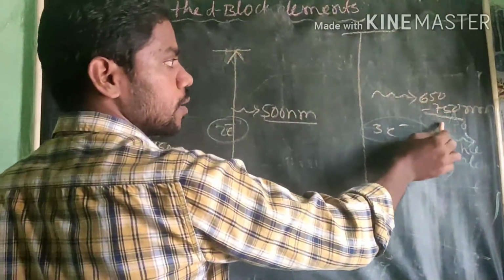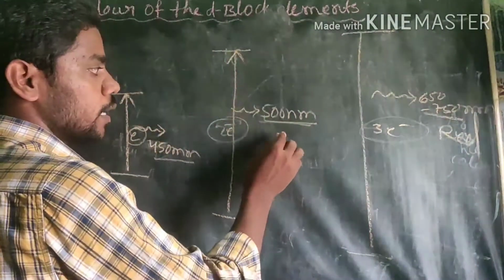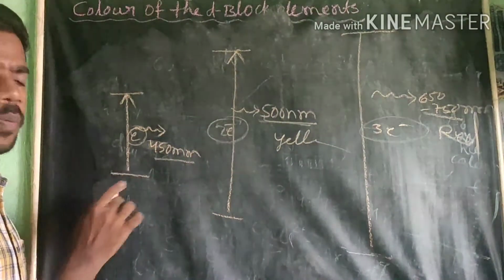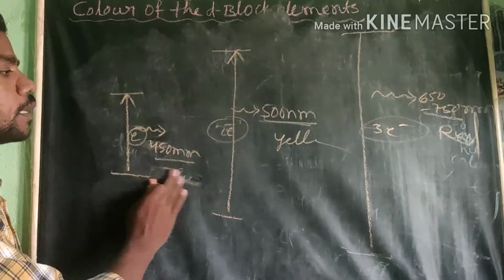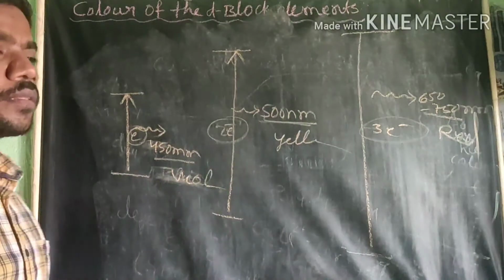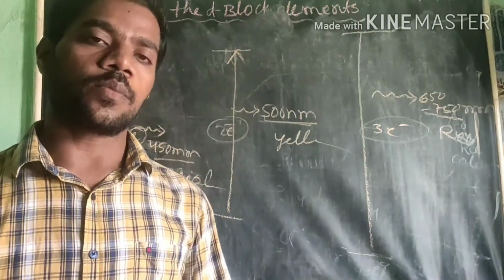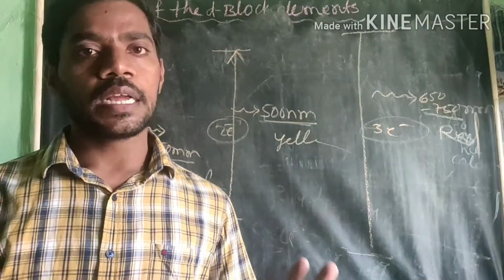For example, 650 to 720 nanometer means it is red color. If around 500, it is yellow color. If it is 450, it is blue color. Violet color it is. Therefore, based on this wavelength or number of unpaired electrons, the compound shows different color. All d block elements have unpaired electrons, therefore they show different color to the compound.